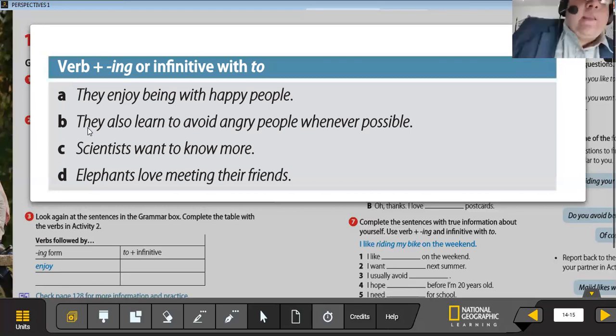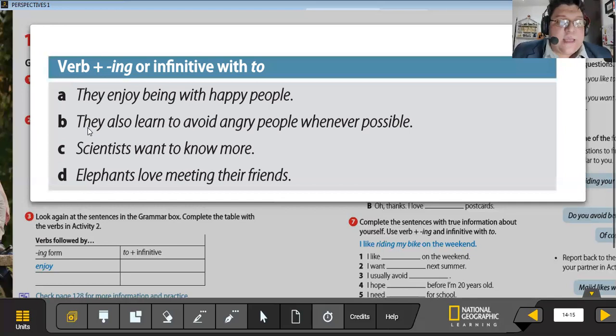Okay? Now, let's see B. My bad. Let's see B. I still had enjoy; I repeated it so many times. They also learn to avoid angry people whenever possible. They also learn, that's the verb, learn. You guys should know that learn is a verb.